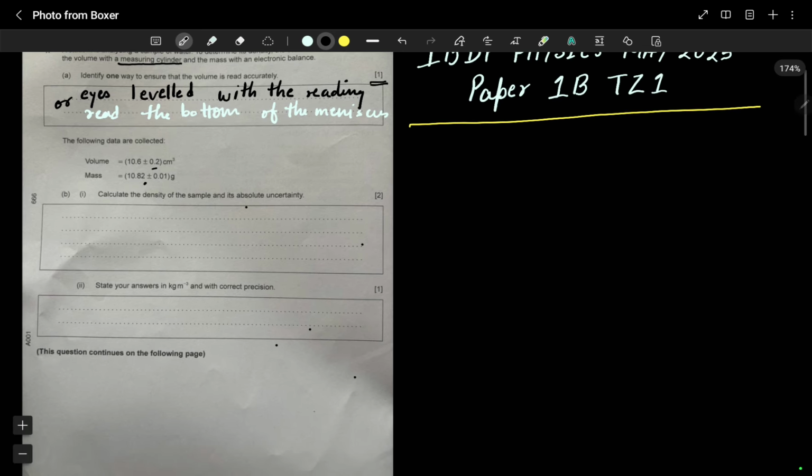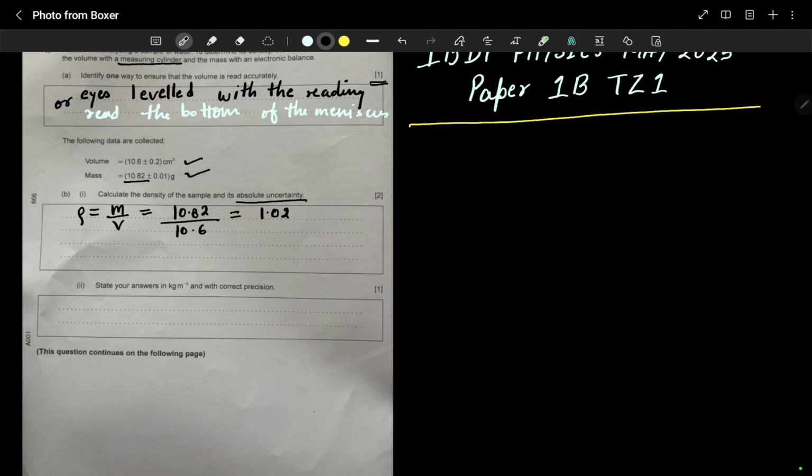Okay, cool. Now talking about the B part of it. They're asking over here, the following data are collected. The volume you measured is given, and the mass is also given. They're asking for the density and the absolute uncertainty in it. So density is mass over volume. That's the formula, right? The value of mass is 10.82 divided by volume 10.6. If I solve it, I get somewhere around 1.02.